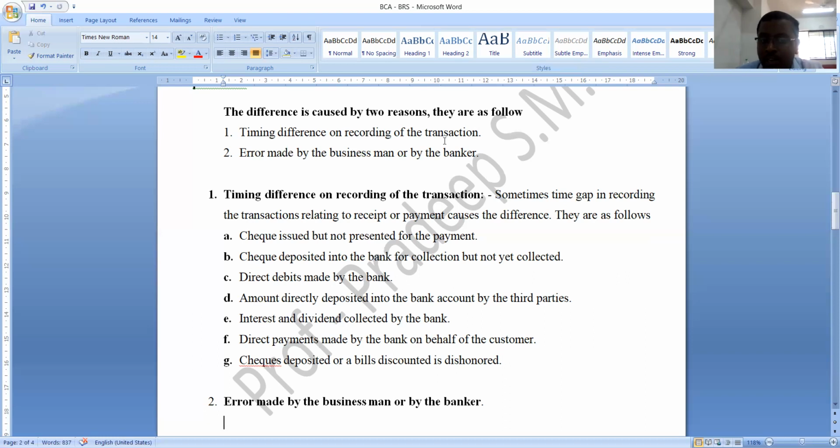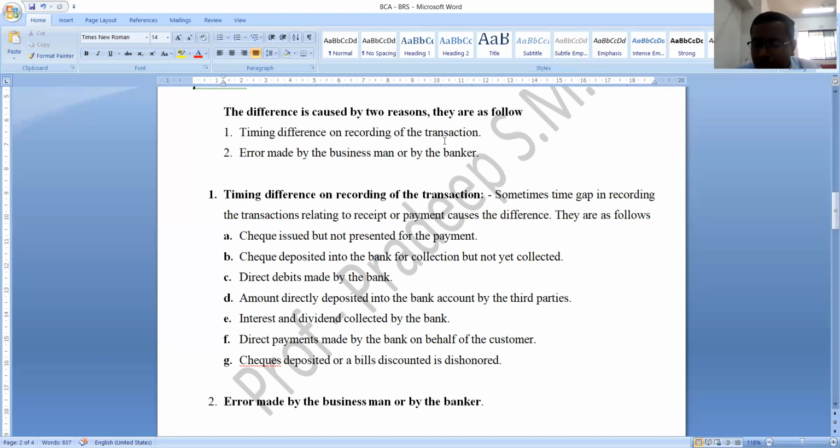Then the next one is interest and dividend collected by the bank. Certain times banks will collect interest or dividend on behalf of their customer. When it collects, it will not inform or bring it to the notice of its customer. So at that time, what happens? Only the bank balance increases in passbook, but it will not increase in cash book. Understood? It appears only in passbook. It will not appear in cash book. That causes the difference between cash book balance and passbook balance.